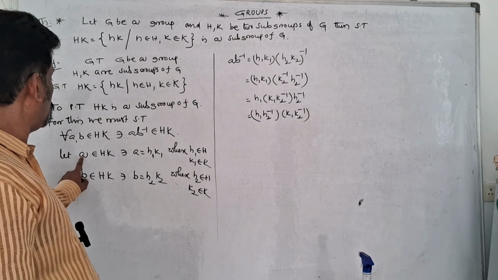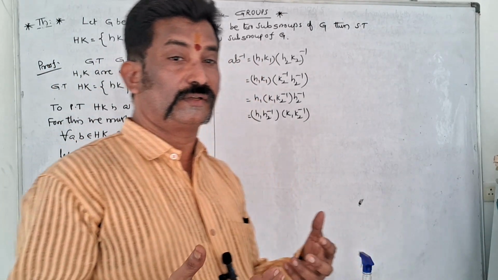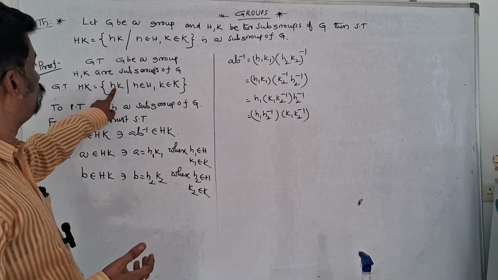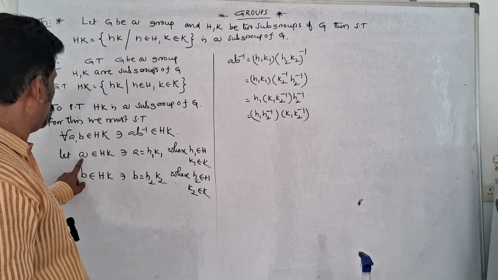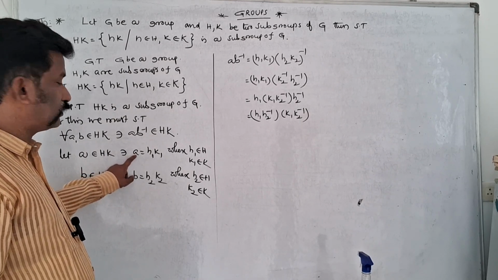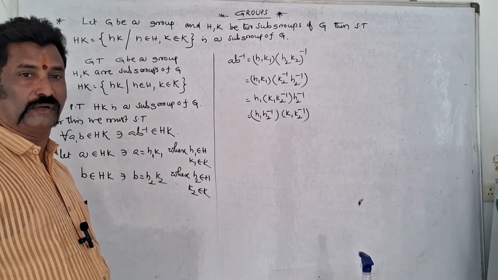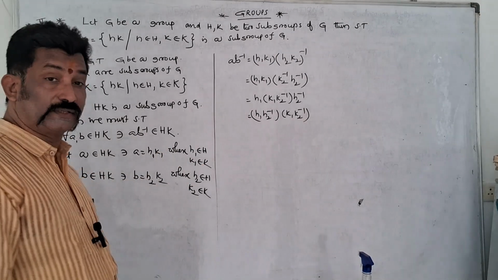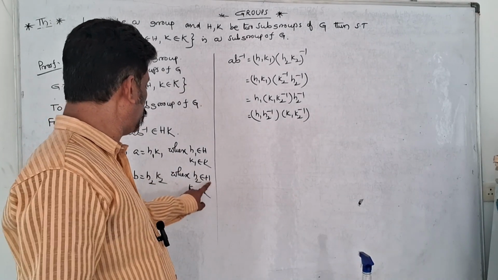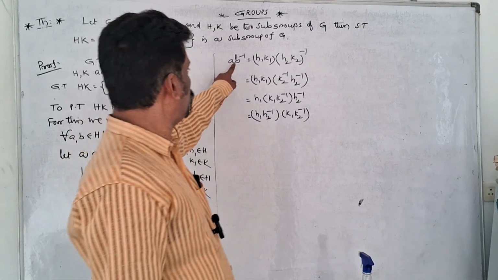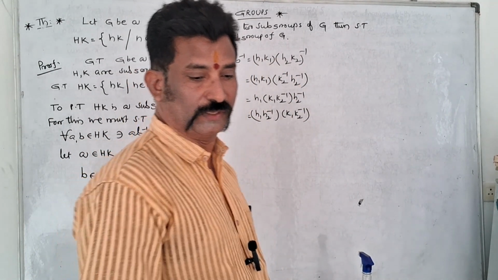Now let a belong to HK. One element belonging to HK means any element in HK is of the form h into k: first element belongs to H, second element belongs to K. That's why a belongs to HK, which implies a is equal to h1 k1, where h1 belongs to H, k1 belongs to K. Similarly, b belongs to HK such that b is equal to h2 k2, where h2 belongs to H, k2 belongs to K. Now let us take ab inverse, with a equal to h1 k1, b equal to h2 k2, whole inverse.